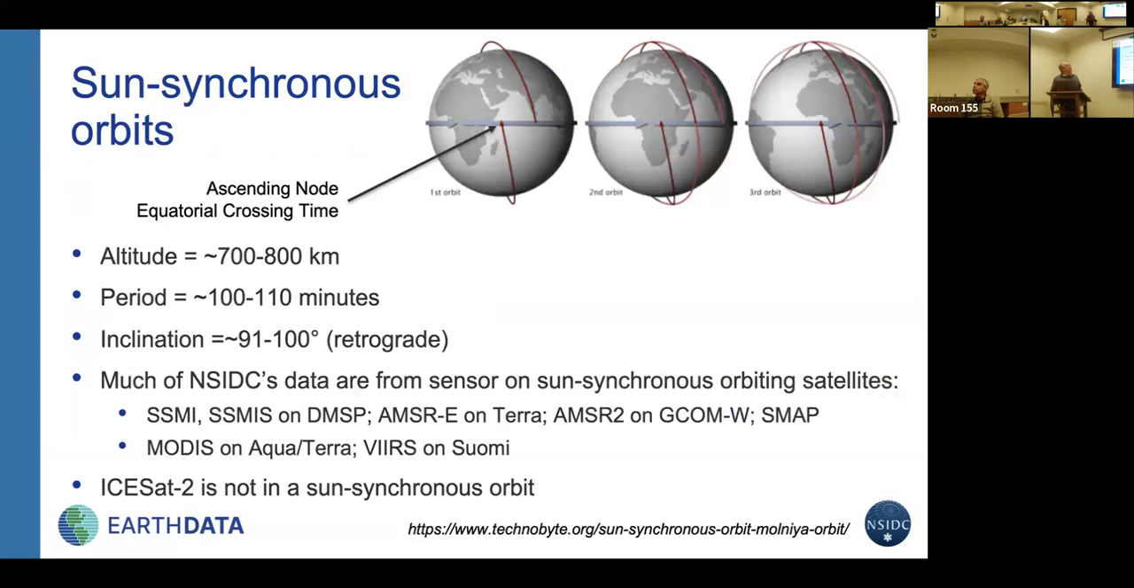This is another example, just showing this. Again, the altitudes are typically around 700 to 800 kilometers. Period is about 110 minutes. And then they go even retrograde, which means they kind of go backwards, going against the grain, so to speak, of the Earth's rotation. And again, we have lots of satellites at NSIDC. Notably, ICESat-2 is not sun synchronous. It is a polar orbit, but it's not a sun synchronous polar orbit.